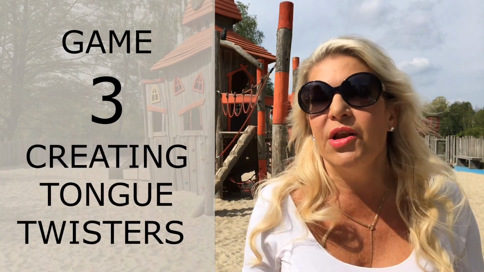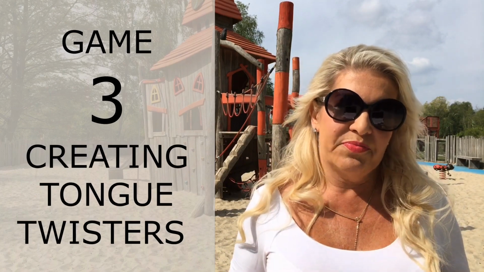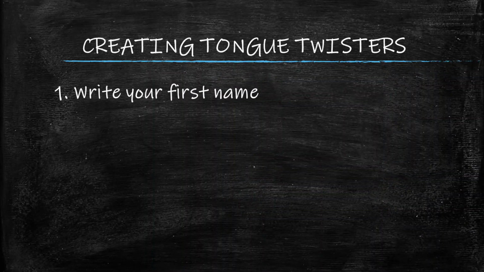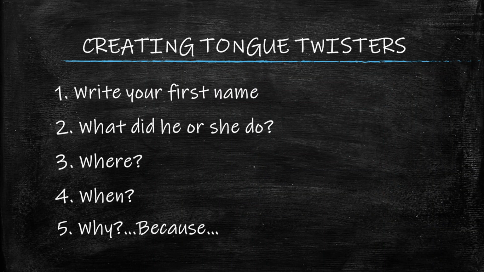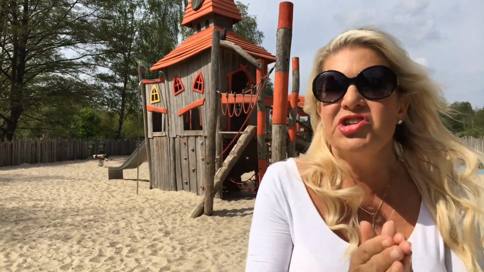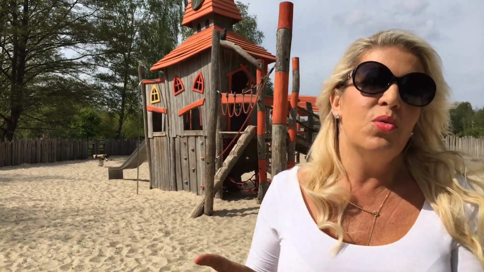Start by writing the following things on the board. Write your first name, what did he or she do, where, when, and why, because. Now you get your students into teams and hand out a sheet of paper to each team. The first student writes down point 1, what is his or her name. Then he hands the sheet of paper to the second student, who answers point 2. And then they hand it to the third student for point 3, and so on.